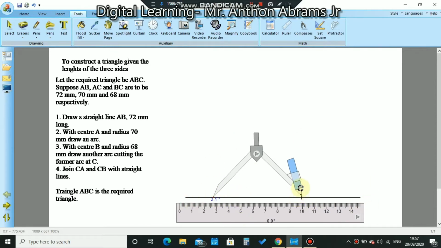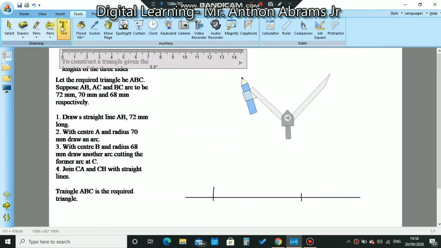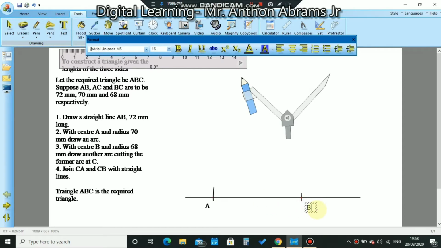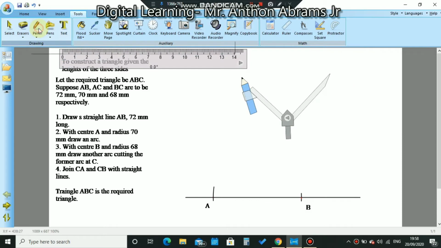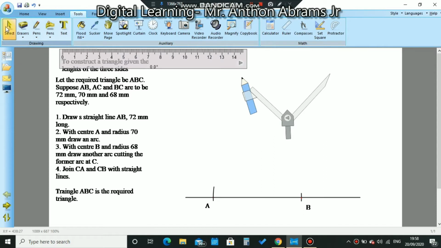What we want to do is scribe an arc. So we're gonna cut here, and then take it on the other side. We bring the compass around and do the same. So this here is AB. We're just gonna put that in quickly. So we have A, and then we have B. So AB is 72 mm.